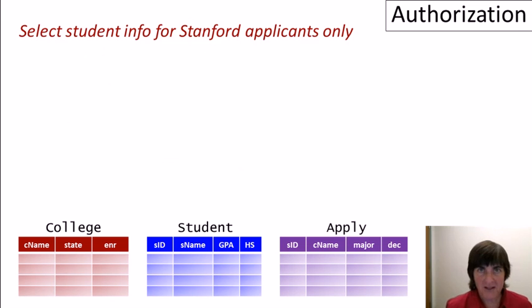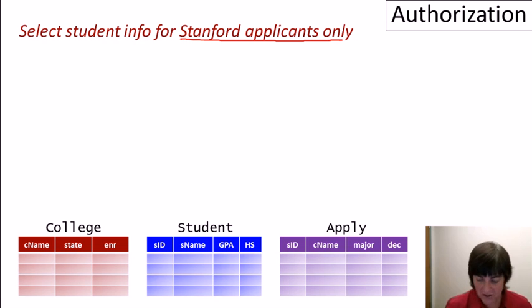So far so good, but now let's introduce a little twist. Let's suppose that we have a user that we want to authorize to access information in the student relation, but only for students who have applied to Stanford. How can we possibly do that? Why don't you give that a thought? Well, I'll give you the answer right away.